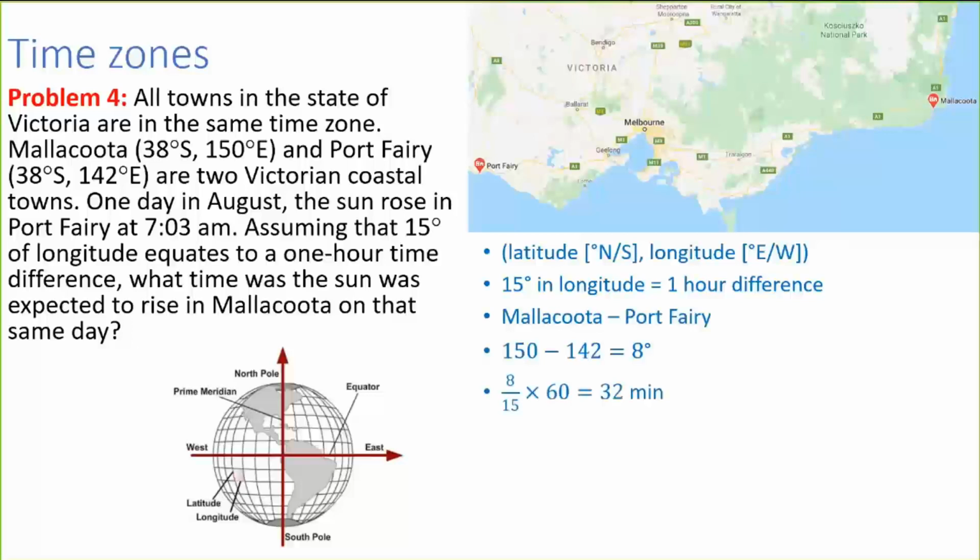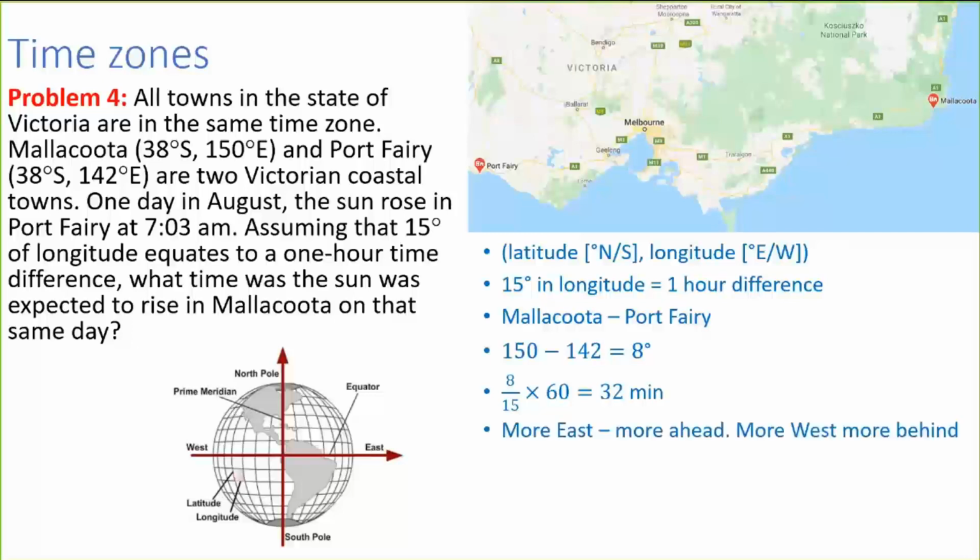Now, to save a bit of time, I could have done this in the CAS, but this is pretty simple, so I'm just going to show you how to do it on the PowerPoint. We've got 8 degrees difference. 8 degrees out of 15 degrees is the proportion of the hour. So 8 out of 15 times 1 hour, or we'll just put it in 60 minutes to give us a nice minute amount, is 32 minutes. So that's how we know the time difference between those two towns.